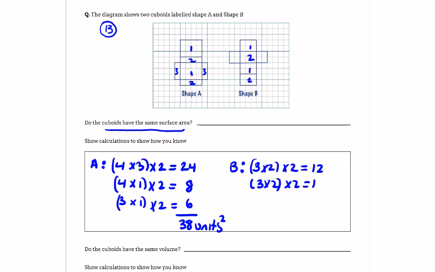We have 12. And then for shape 3, we have 2 by 2, and we have 2 of them. And 4 by 2 is 8. 24 and 8 is 32 units squared. So they don't have the same surface area. We're asked, do they have the same surface area?